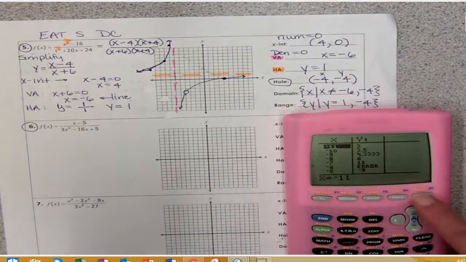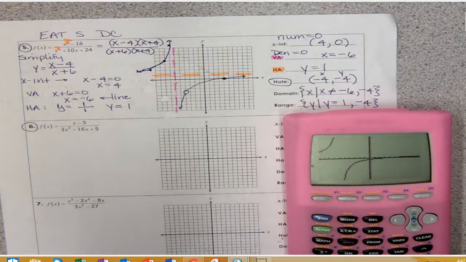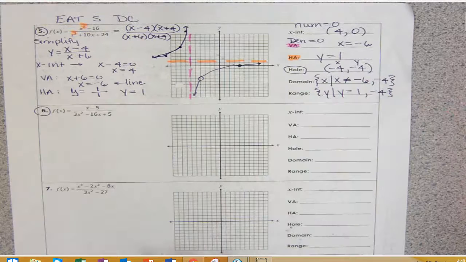And then I'm going to go back and look at my graph, and they look very similar. Okay, so we're going to stop the video here, and I'll do another video for problem number 6.